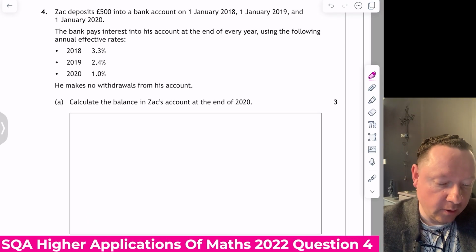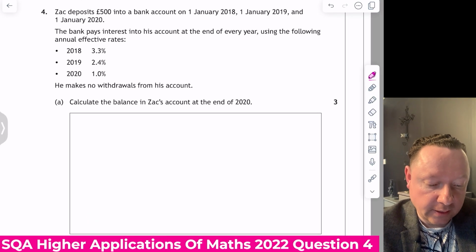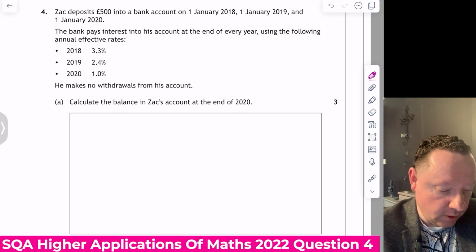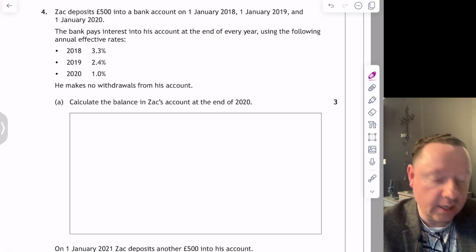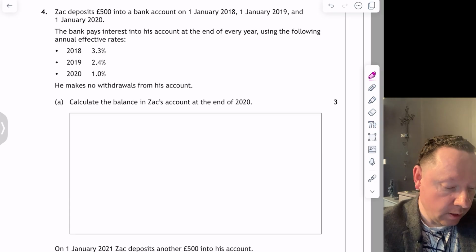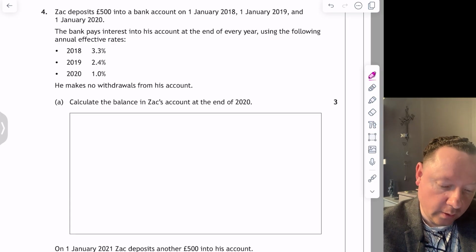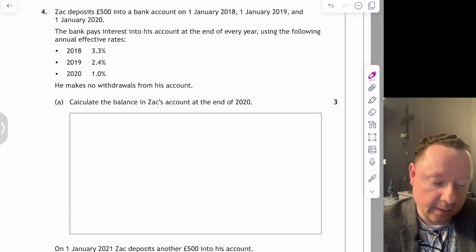Zach puts £500 in the bank on the 1st of January 2018, 19 and 20. The effective rates are 3.3, 2.4 and 1% per annum or year. And he makes no withdrawals. Find the balance at the end of 2020. 2 ways to do this. I'm going to do it by a timeline method.